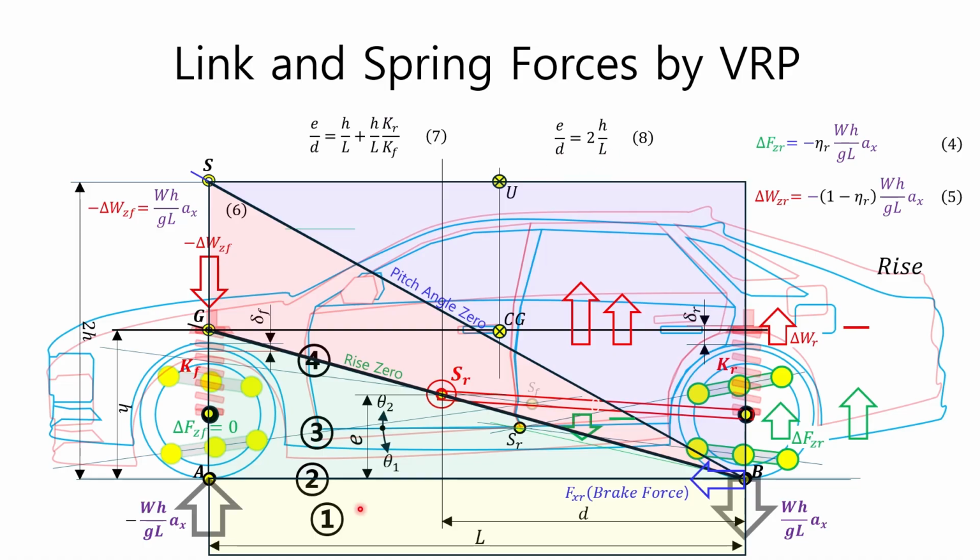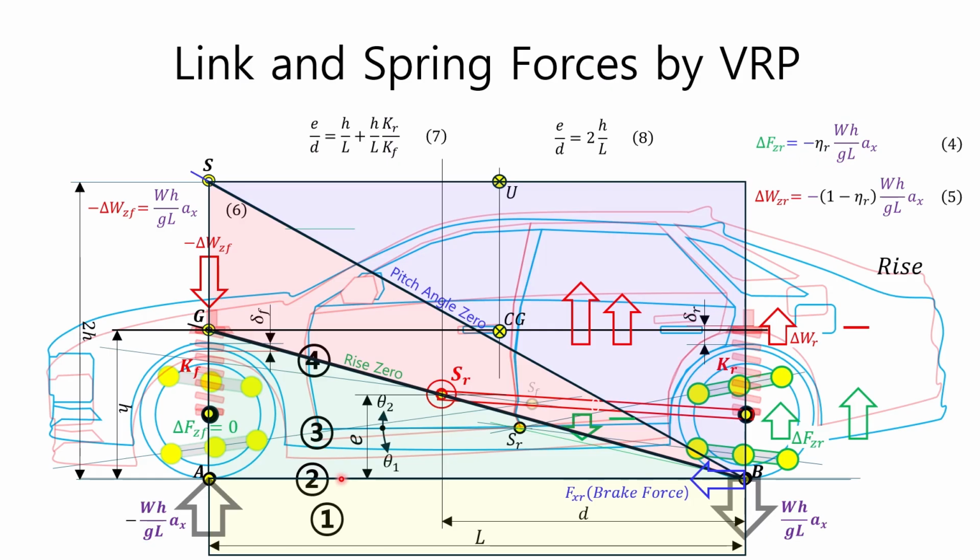Figure 1 represents the case where the virtual reaction point, SR, lies in the region below the horizontal line connecting the front tire road contact center, point A, and the rear tire road contact center, point B. This area is indicated in light yellow. In this case, based on absolute values, the vertical force tensile the spring is greater than the resultant vertical force compressing the links. In this case, eta R has a negative value, which is less than 0.